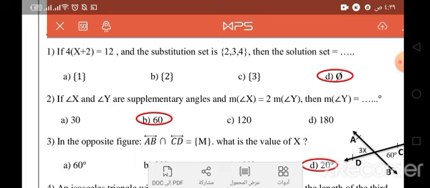Number 2. If angle x and angle y are supplementary and the measure of x equals twice the measure of angle y, then the measure of angle y equals what? Let's divide 180 by 3, which equals 60. So the measure of y will be 60 and the measure of x will be 60 plus 60, which equals 120. Here we want the measure of y, so we will choose option B.